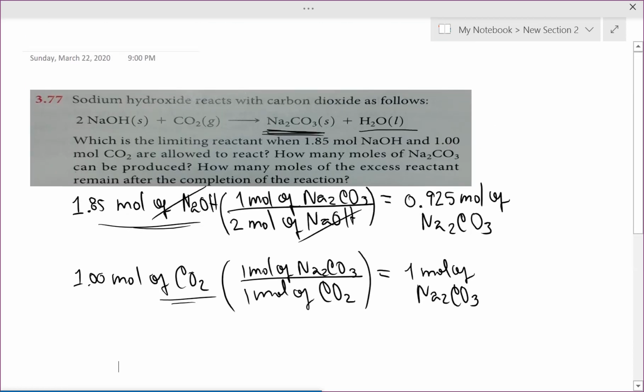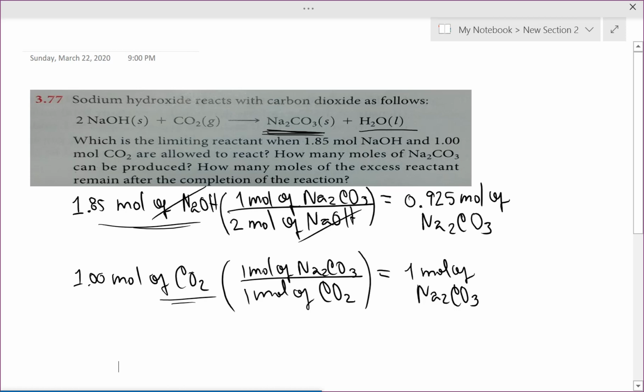So hello again, this is section 3.7, limiting reactants in your book. This is problem 3.77. Let's work on part A, which is the limiting reactant when 1.85 moles of sodium hydroxide and 1.00 mole of carbon dioxide are allowed to react.